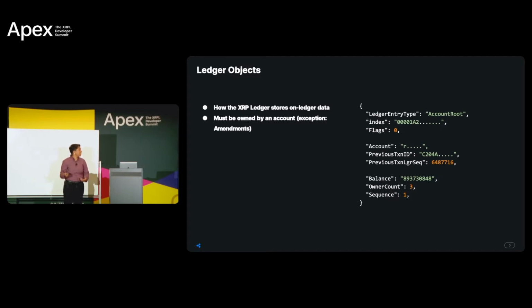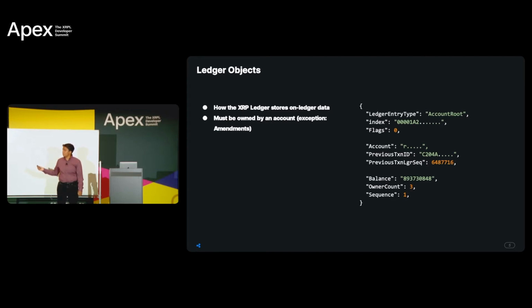Ledger objects are how the XRP ledger keeps track of on-ledger data. It's an object on the ledger. These must be owned by an account as well, just like everything else. The exception to that are amendments, but pretty much everything else is owned by an account. This is what an example ledger object looks like. It has a ledger entry type, which is the type of the ledger object. It's got an index, which is basically the ID of the object. And it's got a flags field. Again, not all ledger objects have valid flags, but they all have a flags field.